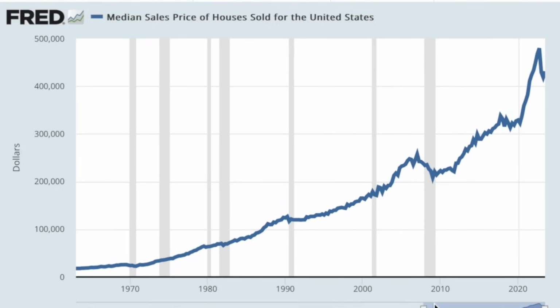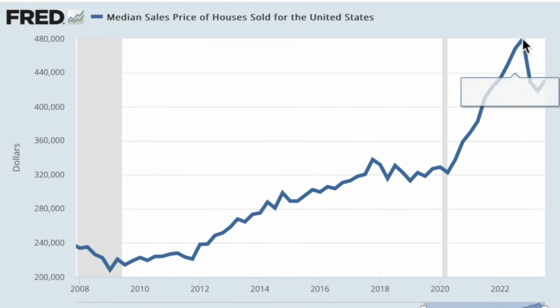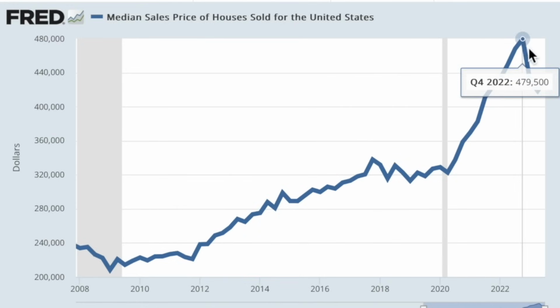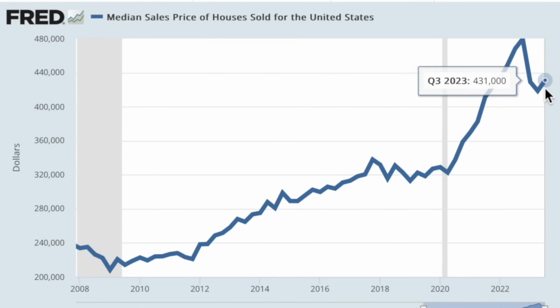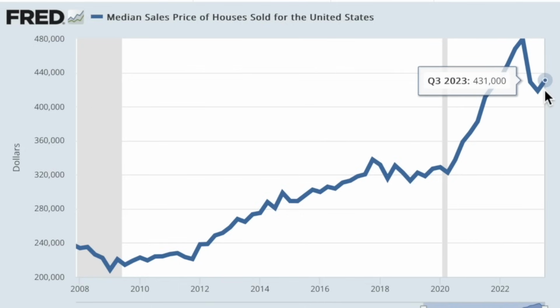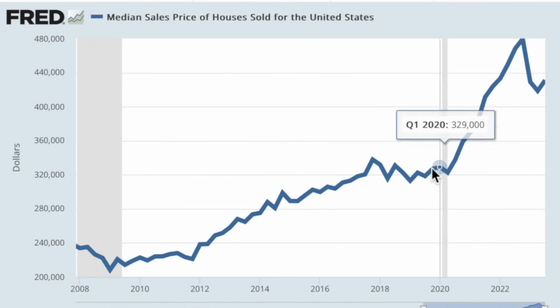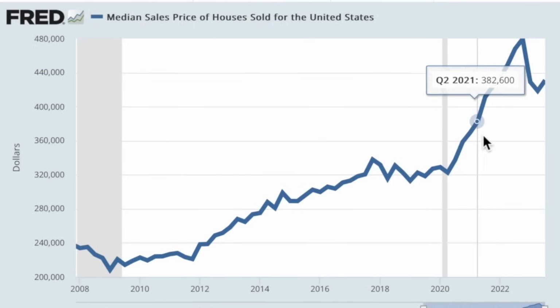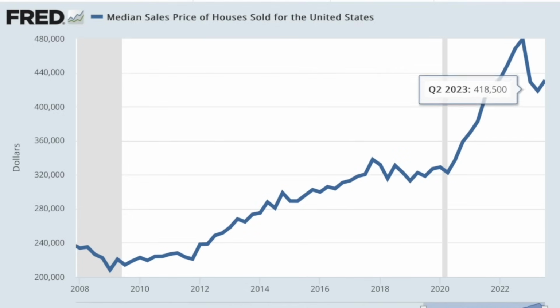If I show you a chart better here. So from 479,000 to the current 431, rebounded a little bit in the last quarter. But when I look at real estate prices now, I see this, so a huge increase, which means that we are still in bubble territory.